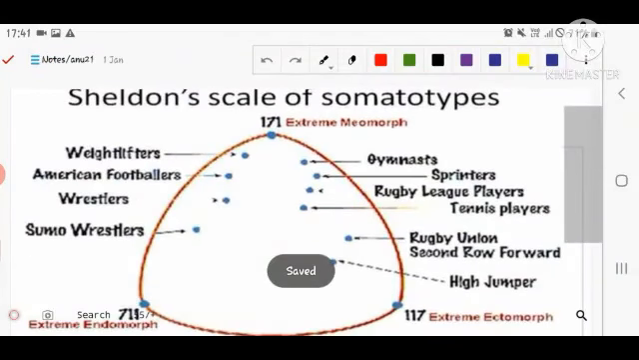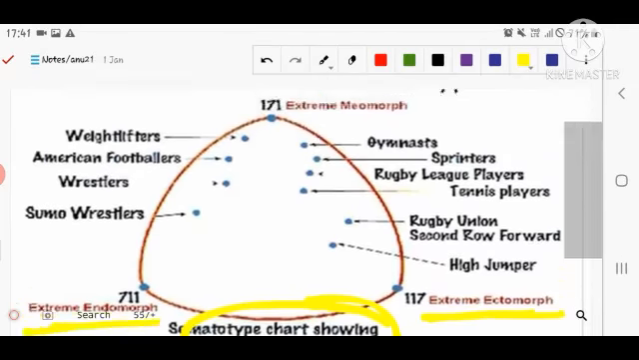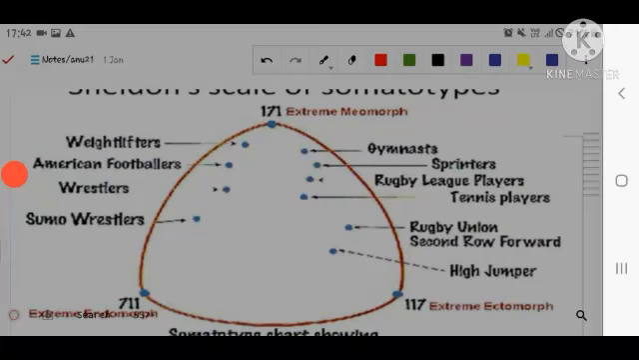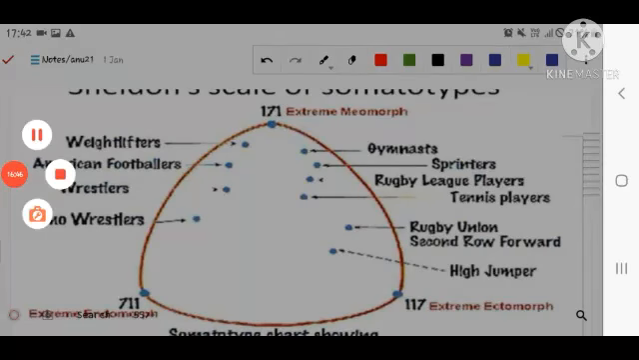That is the Sheldon scale of somatotype, from extreme endomorphism to extreme ectomorphism. Somatotype chart: it is nothing but how we can ensure choosing one particular game for one particular person as per their economic status or body strength. So that is the main aim here of choosing these things.